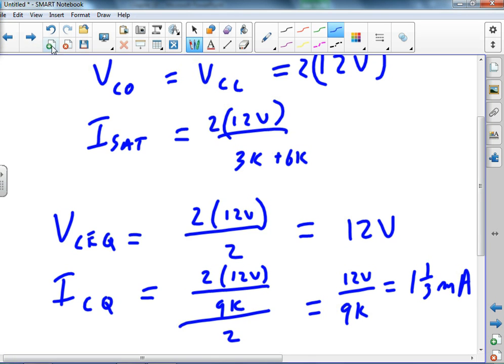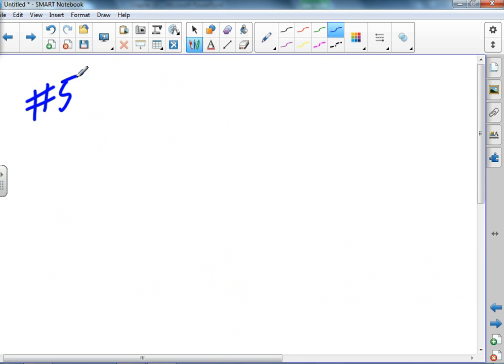55 is next. Am I going too fast? No. 55. Determine the values of the Q points for the circuit 55 Bravo. Okay, so 55. Here's 54. 55 Bravo. Okay, so I found the circuit. 55 alpha. 55 alpha? Yes.